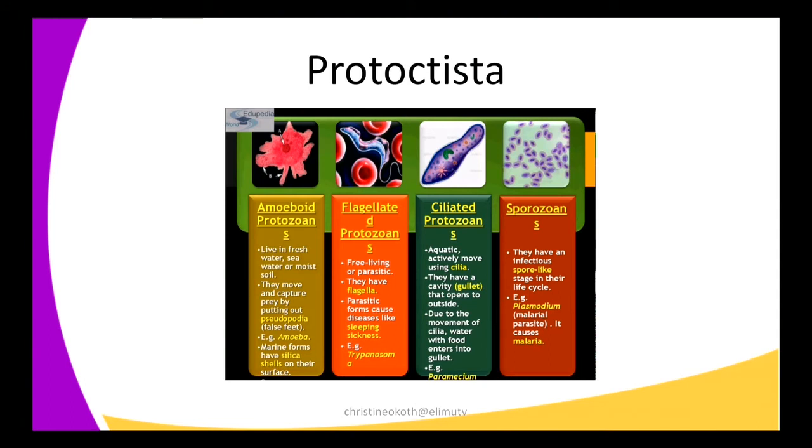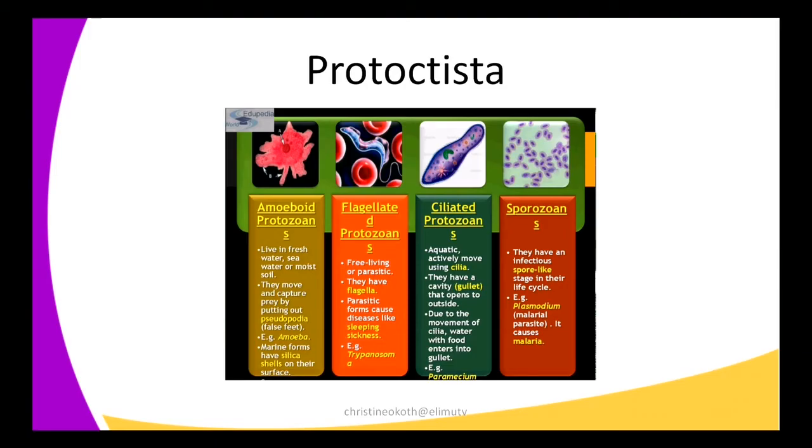So this is just a broad example of the animal-like protist. So we have the amoebas, amoeboid protozoans. These ones, they live in fresh water, seawater, or in moist soil. They move and capture their prey by putting out the pseudopodia. They have the false legs. So they use this false leg for movement. Examples of this organism, we have the amoeba. We have marine forms like the silica shells. They have shells on their surfaces.